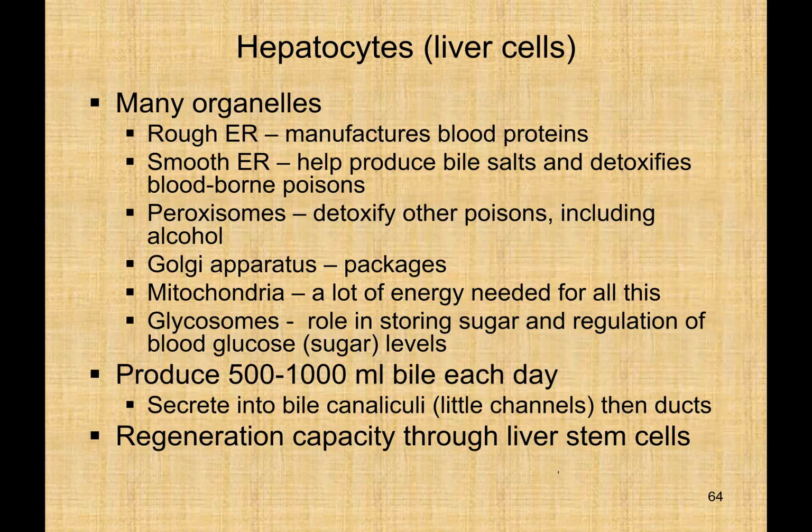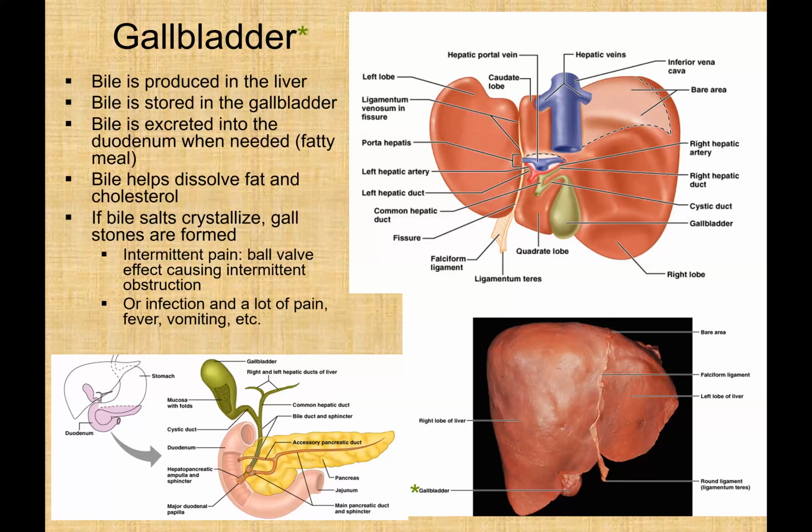So I've already explained this about the hepatocytes. Gallbladder. The gallbladder actually is just a storage organ, and then bile is excreted into the duodenum when it is needed for fatty meals, for emulsification of fat. And then the bile will help dissolve fat and cholesterol.